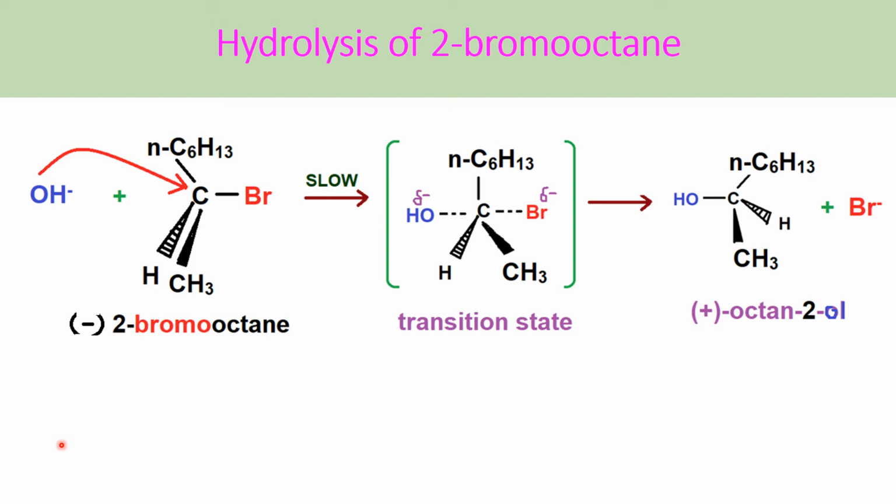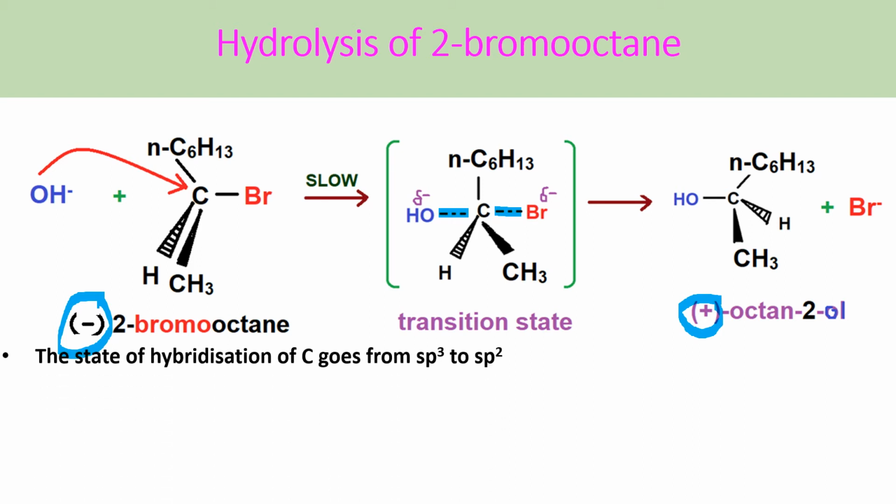Here you can see bond forming not taking place completely, and bond breaking not taking place completely. So the reaction between the bromo-octane and the hydroxyl ion goes through a transition state, forming the octanol and the leaving group. The hydrolysis of 2-bromo-octane forms octanol, but the configuration here is minus, here it is plus. So inversion of configuration occurs.